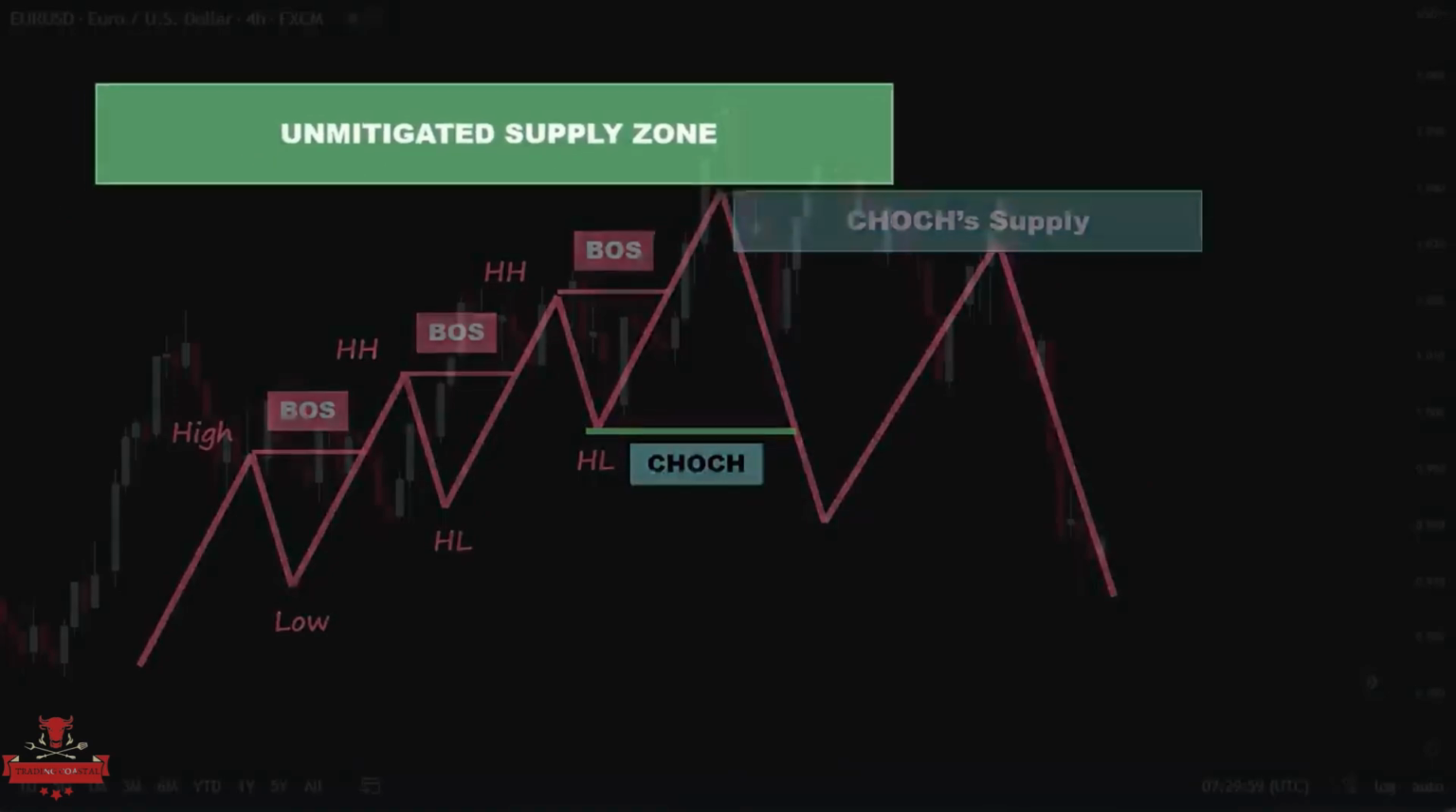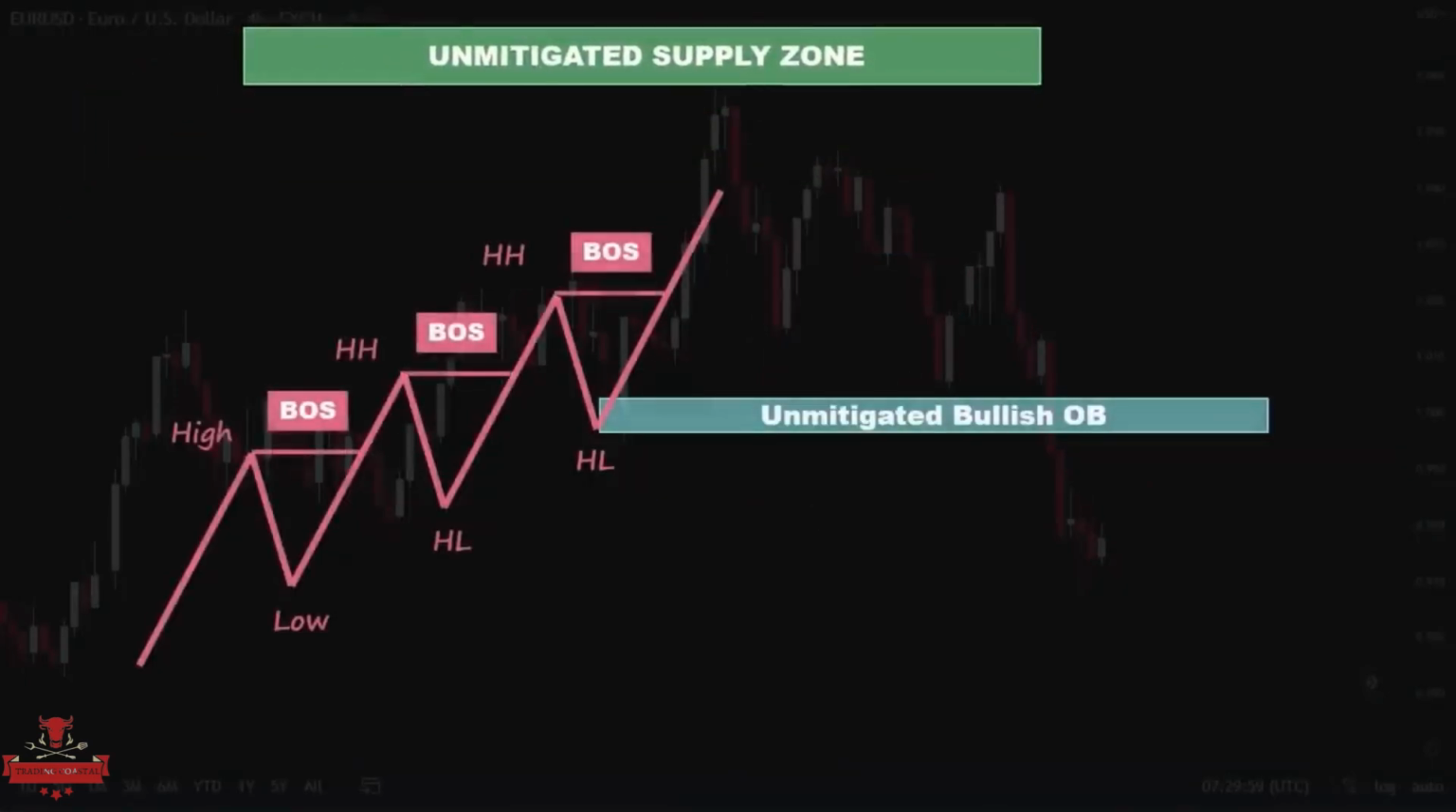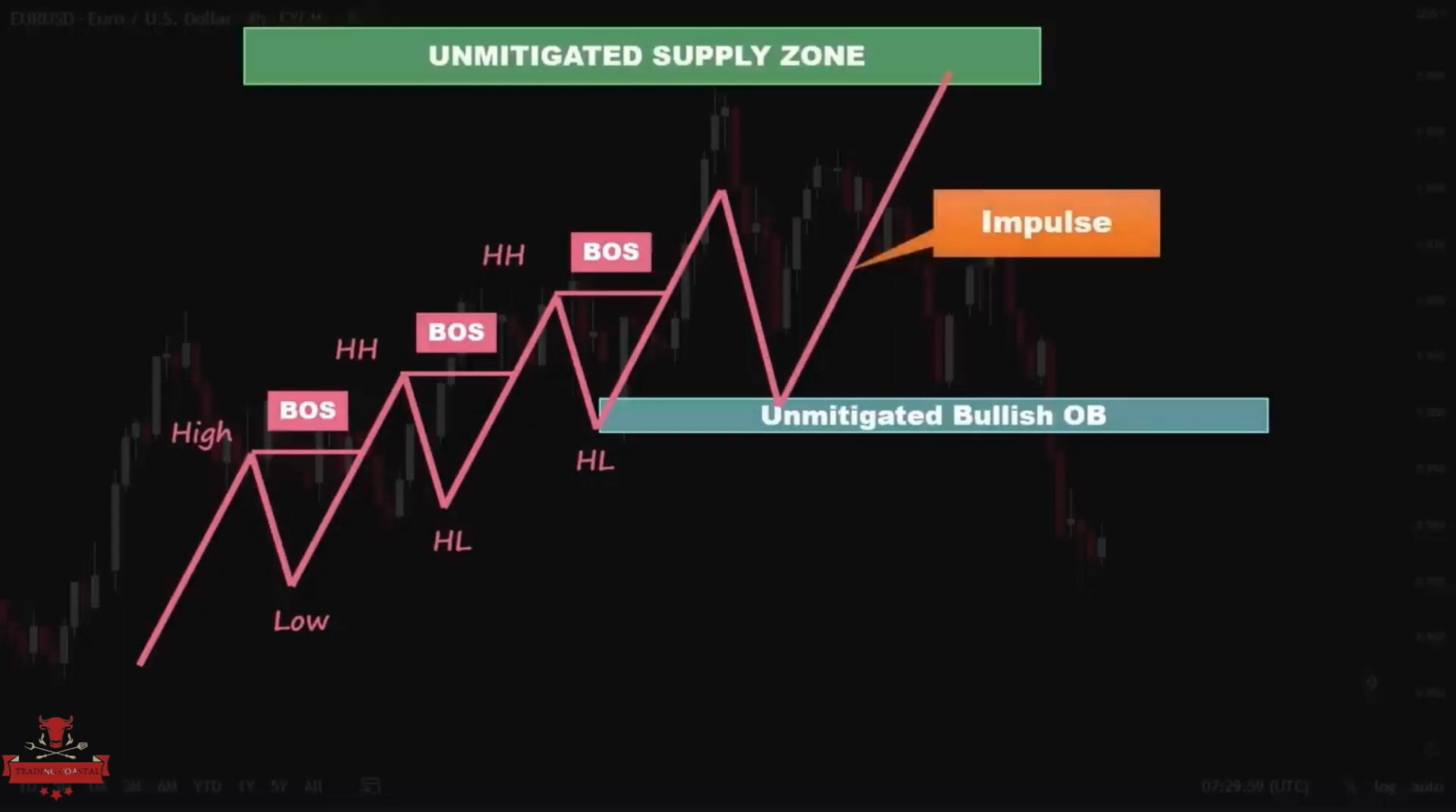However, if price did not mitigate the upper supply zone, we would have a structure like this. In this case, if price moves to the downside, it will be rejected when it reaches the unmitigated order block, and will start a fresh impulsive wave to the upside instead of changing its initial direction.